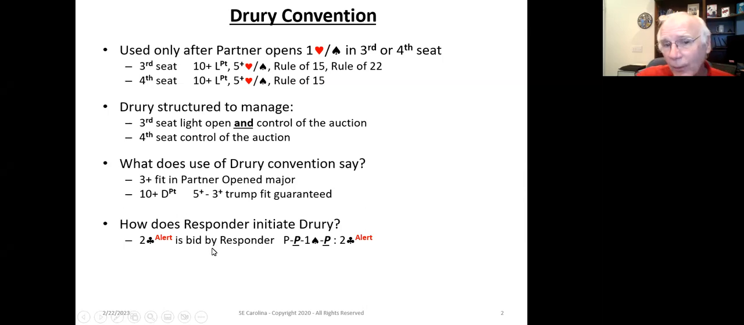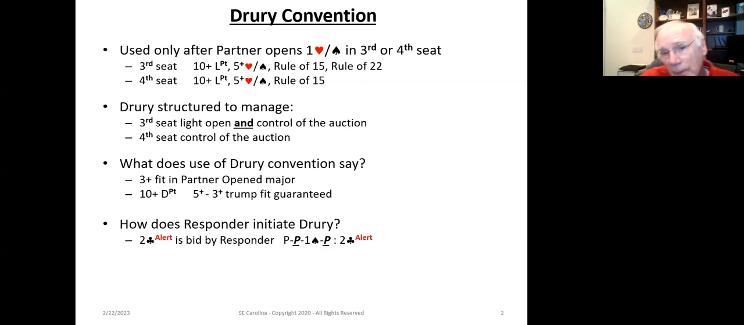Okay, and it reinforces that the bidding system's emphasis is finding a fit in the major suit. Since it's artificial, the person bidding two clubs is going to say alert in a face-to-face game. If you're playing in an online game, you're going to self-alert the two club bid.